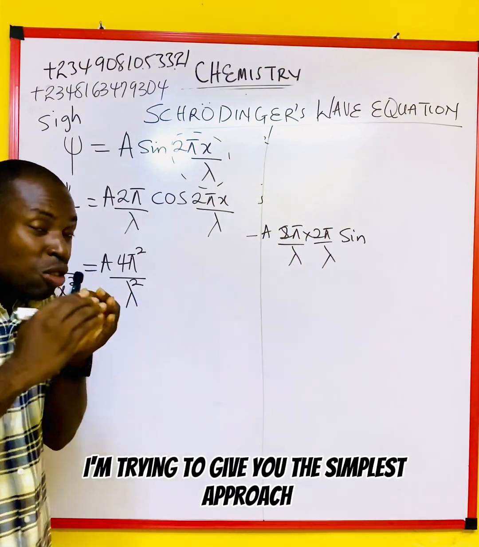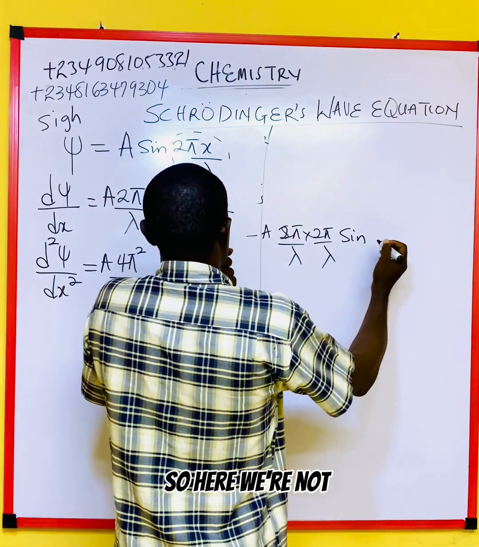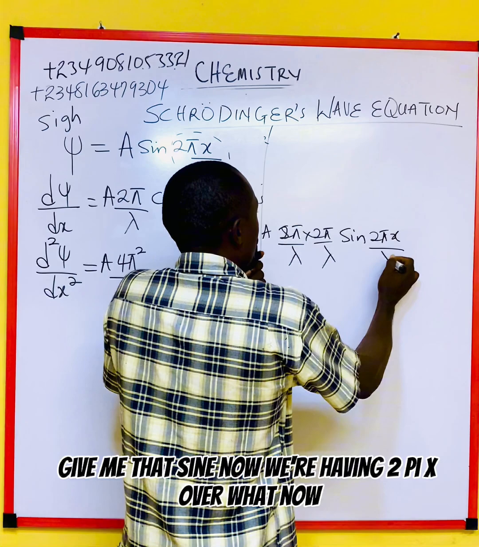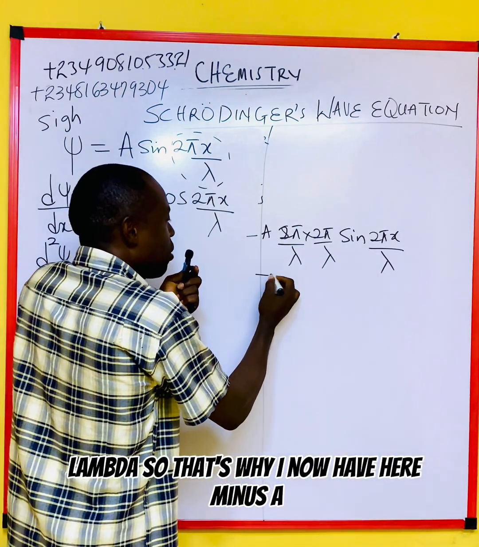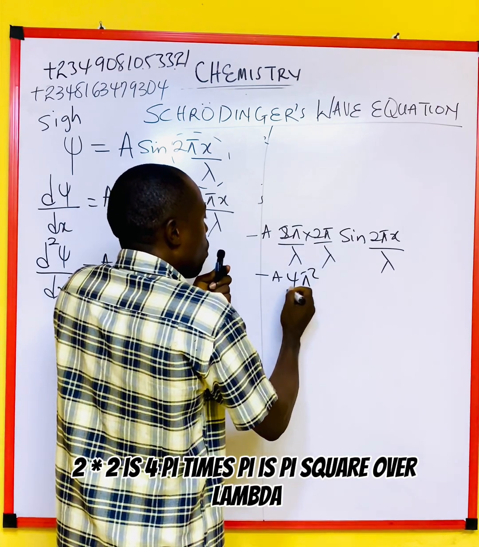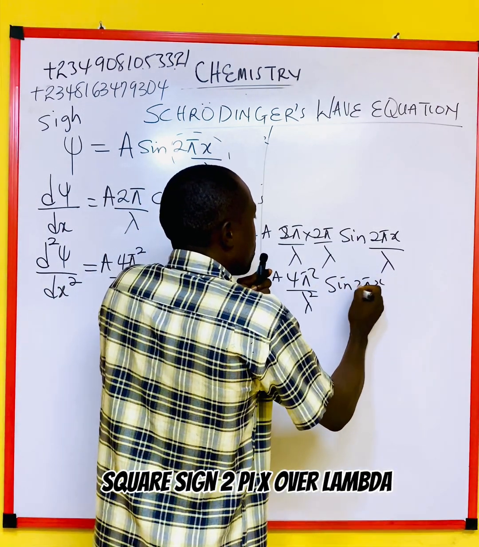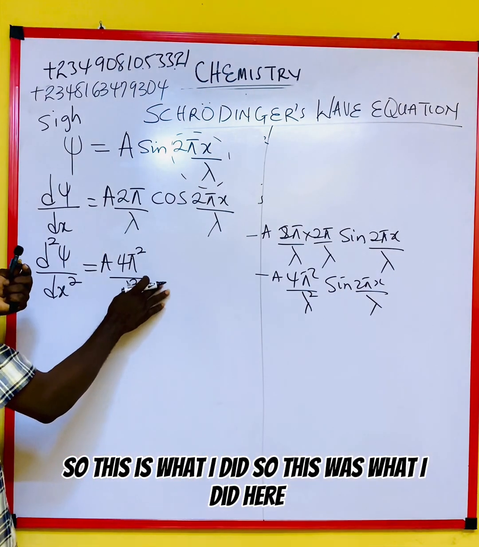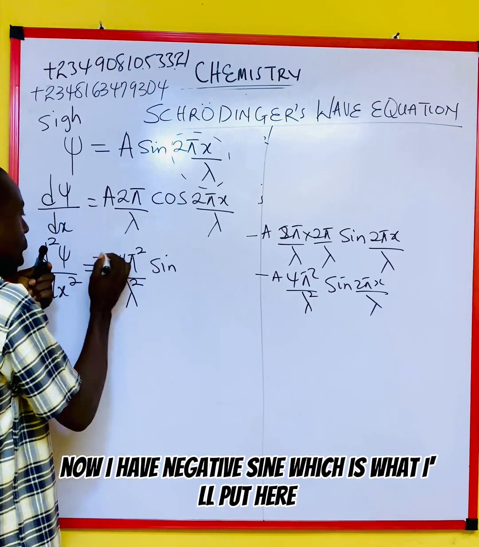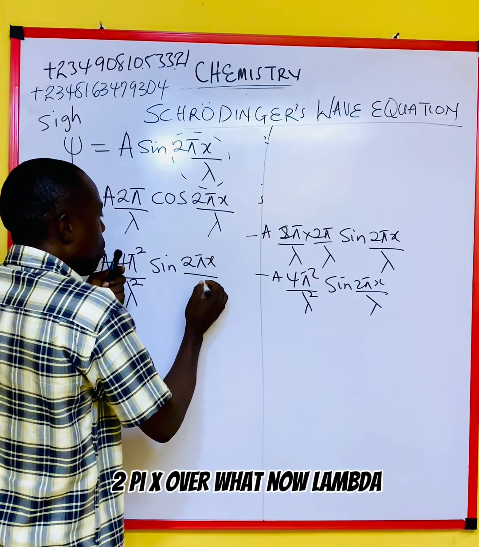So that is the simplest approach. Now we have sine 2 pi x over lambda. So I now have minus A, 2 times 2 is 4, pi times pi is pi square, over lambda square, sine 2 pi x over lambda. So this is what I did here: differentiating cos gives a negative sine, and then I put everything back, 2 pi x over lambda.